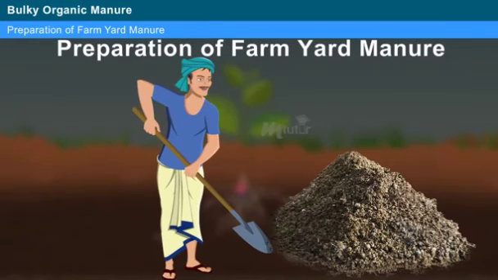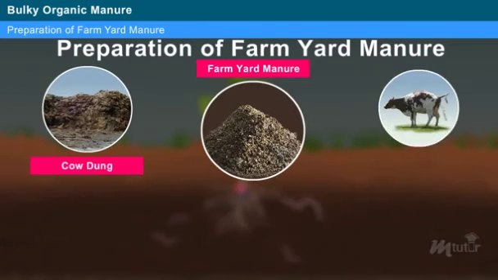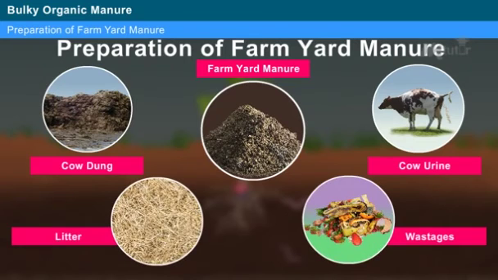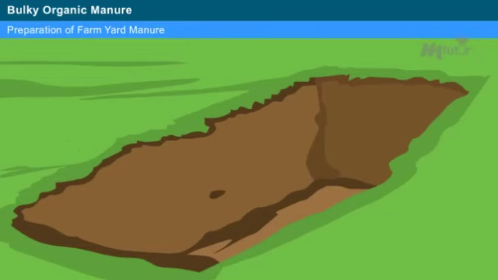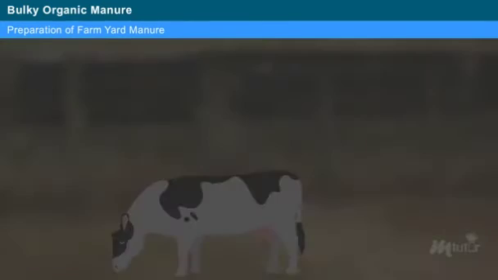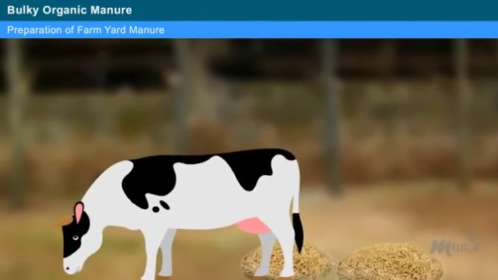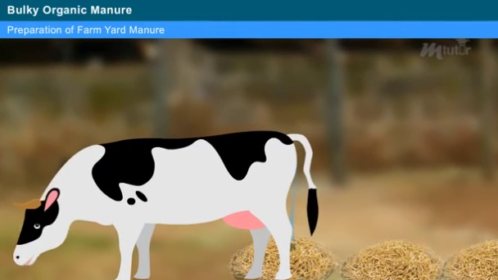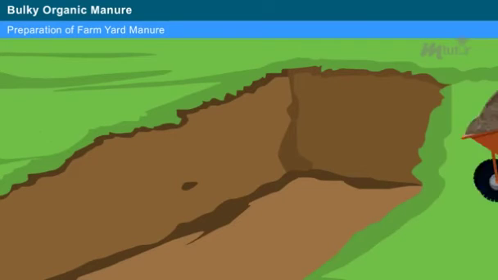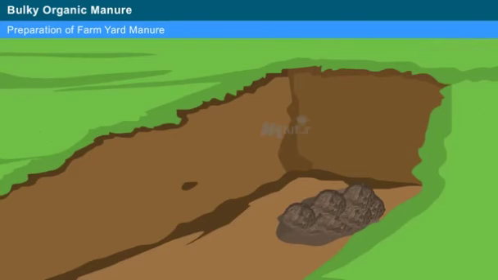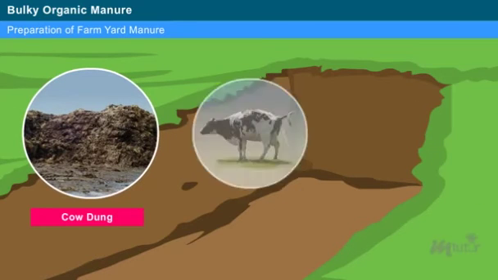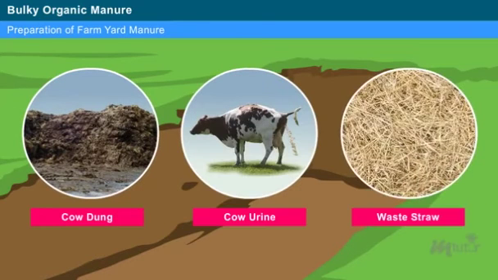As we already know, the farmyard manure can be prepared from cow dung, cow urine, litter, and wastages. First, a trench should be prepared with a size of 6 meters long, 2 meters wide, and 1 meter deep. Then, the available litter is spread across the animal shed for urine absorption. After this process, the trench is filled with the bedding materials such as cow dung, cow urine and waste straw.